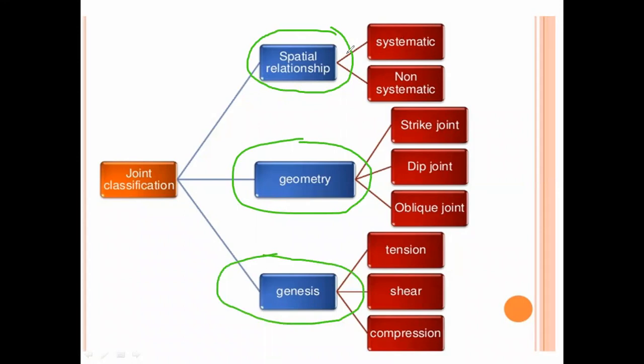Now, depending on spatial relationship the joints are classified as systematic and non-systematic joints. What will be the meaning of these two words, systematic and non-systematic joints? Can anybody tell me? काय डिफरन्स असेल याच्यामध्ये? What will be the difference between systematic and non-systematic joints?